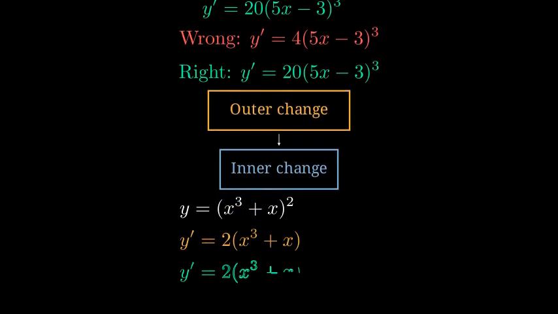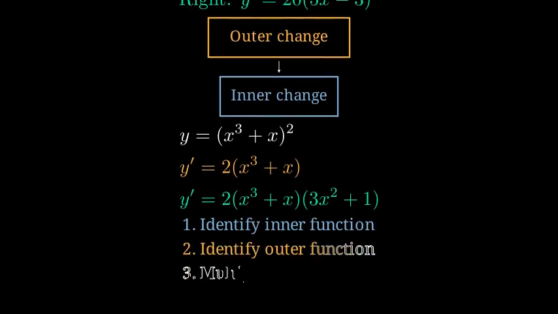Mixed practice. Differentiate y equals (x cubed plus x) squared. Outside derivative is 2 times the inside. Inside derivative is 3x squared plus 1. So the final answer is 2 times (x cubed plus x) times (3x squared plus 1).